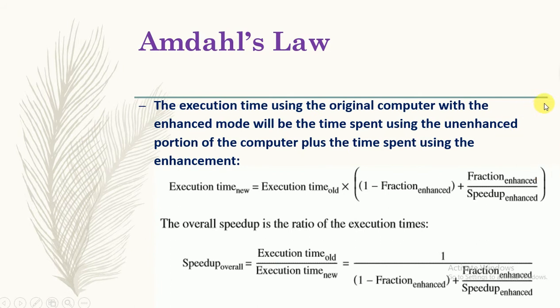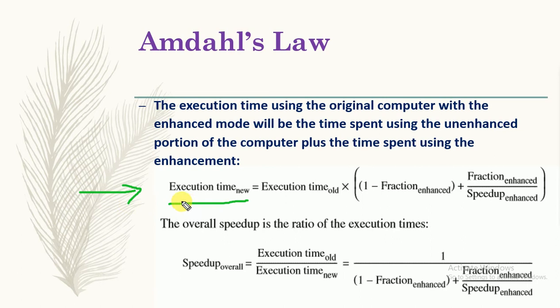So accordingly, the execution time using the original computer with the enhanced mode will be the time spent using the unenhanced portion of the computer plus the time spent using the enhancement. So now the execution time of the new system can be evaluated as, so this is the formula that we are going to focus on when we work on some problem.